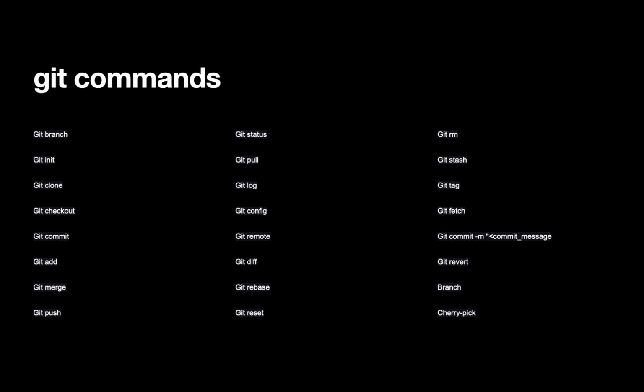Git diff shows changes between commits, commit and working tree, etc. So what's changed from the last commit to this commit? That's viewable with git diff. Git fetch, it downloads objects and refs from another repository. We can run a git fetch to accomplish this.